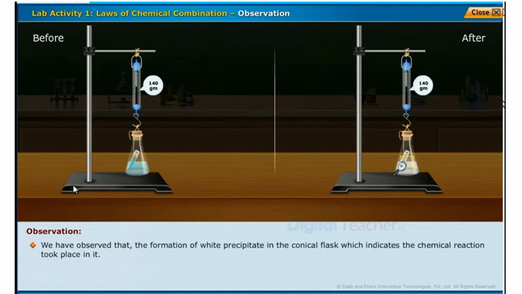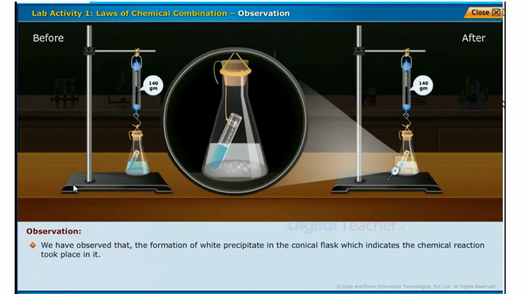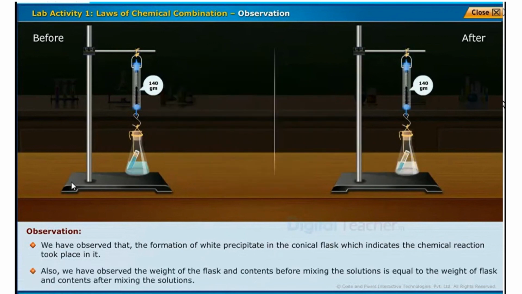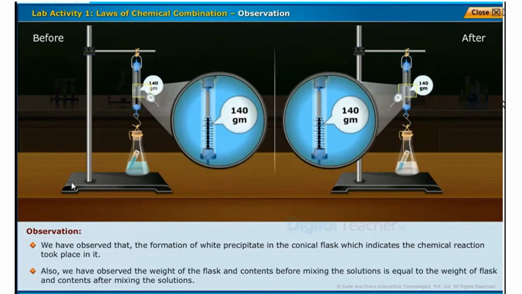We have observed the formation of a white precipitate in the conical flask, which indicates that a chemical reaction took place in it. Also, we have observed that the weight of the flask and contents before mixing the solutions is equal to the weight of the flask and contents after mixing the solutions.